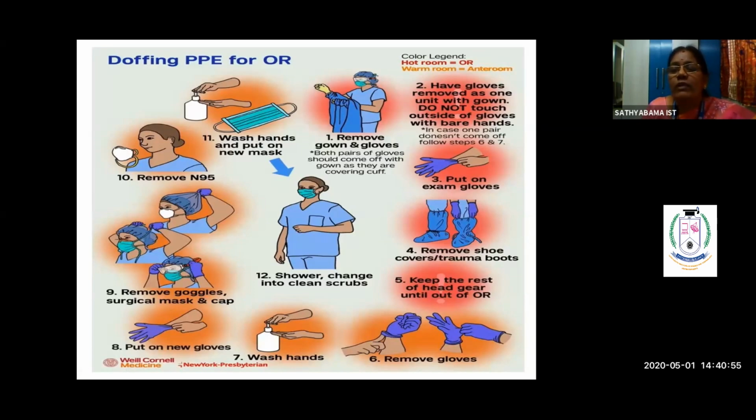Then you remove your shoe cover or trauma boot. Then you have to wear gloves. Then you have to remove the gloves, not wear the gloves. You have to remove the gloves because you have touched the shoe cover or trauma boot, which is highly infectious. Then wash hands, then put on a new pair of gloves, remove the goggles, surgical mask and the cap, then remove your N95 mask, then wash your hands, finally wear a new surgical mask, then go for a bath or a shower, change the clothes, then exit the lab or the hospital.